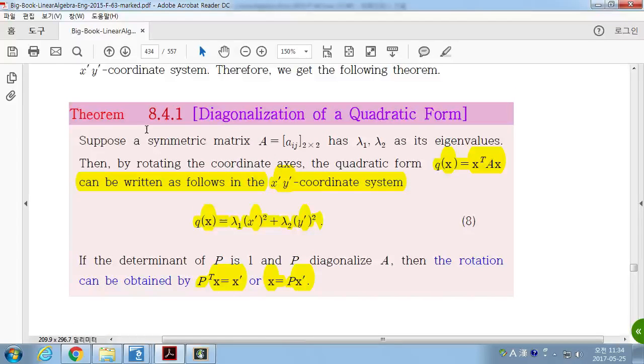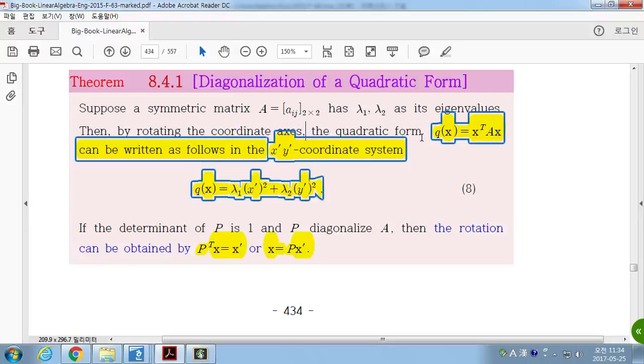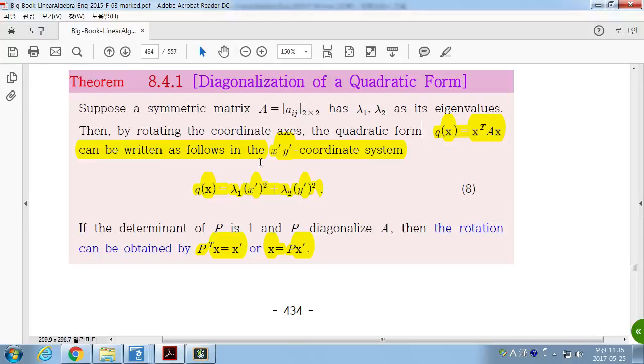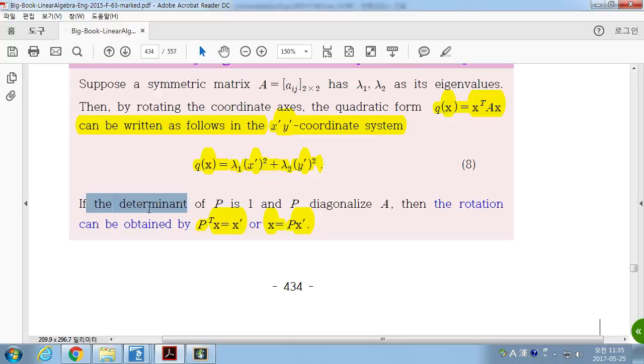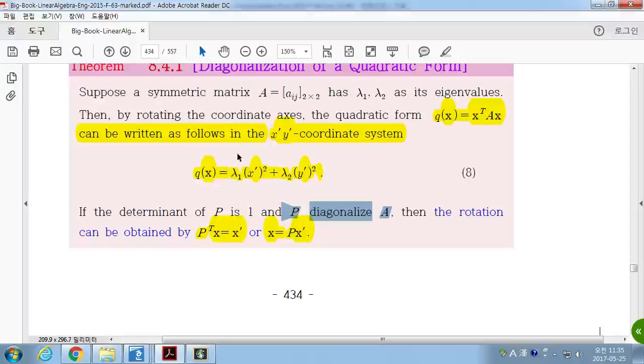Here is the summary. Suppose the symmetric matrix A has lambda 1 and lambda 2 as eigenvalues. By rotating the coordinate axes, the quadratic form Q of X equal to X transpose AX can be written in the new X prime, Y prime coordinate system. Q of X is this, like what you saw. Here, the determinant of matrix P is 1, and P diagonalizes A. The rotation can be obtained by X is equal to Px prime, or P transpose X is equal to X prime, because P is an orthogonal matrix, so P inverse is P transpose. Okay, this is the key idea.